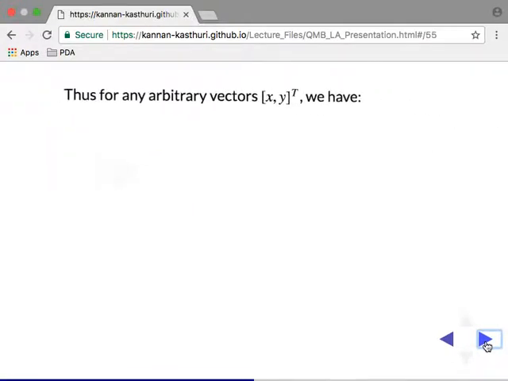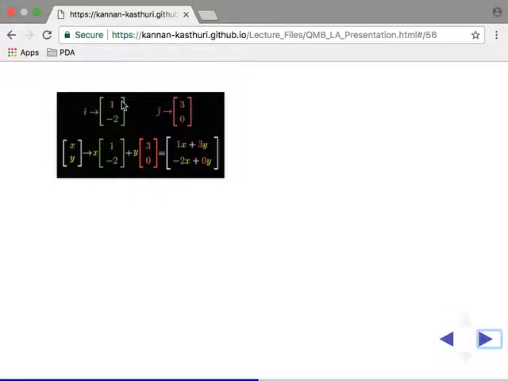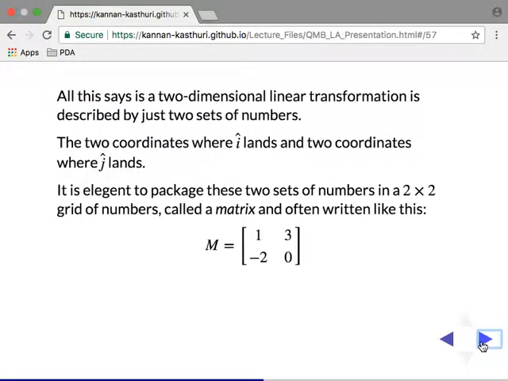Okay, so this is for any arbitrary vector. If you have i transformed into 1 and minus 2, and j transformed into 3 and 0, then for any point x and y, it will be transformed into x times 1 and minus 2, plus y times 3 and 0. Okay, so that's what you need to know about where the transformation takes you.